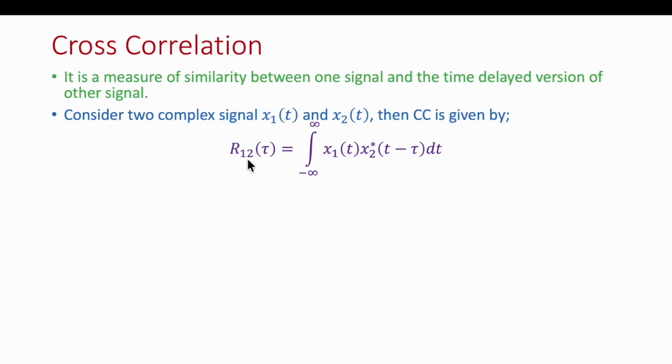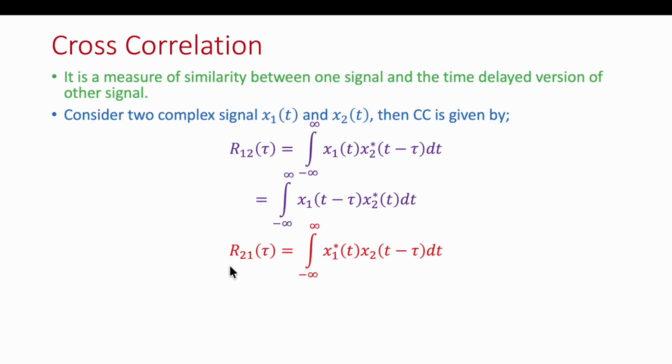R12(tau) equals the integral, where the upper limit is infinity and the lower limit is -infinity, of x1(t) and the complex conjugate of the shifted version of the second signal, x2*(t minus tau) dt. Or you can write it like this: x1(t minus tau) x2*(t) dt. Here the shifted version of the first signal is multiplied with the complex conjugate of the second signal.